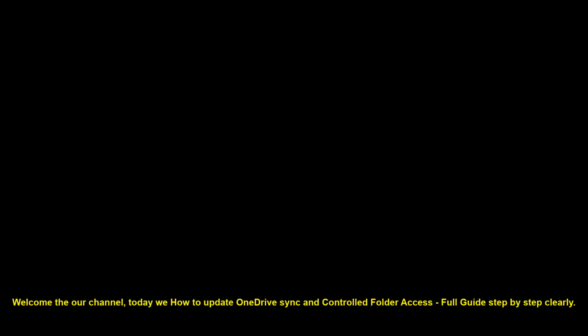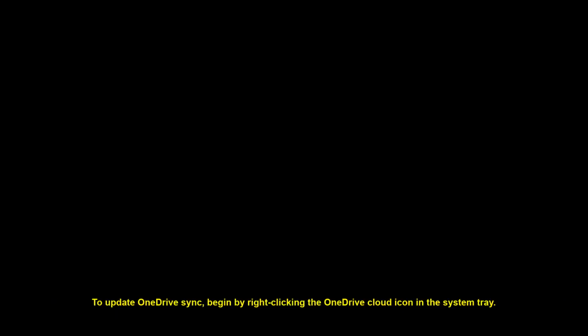Welcome to our channel. Today we will learn how to update OneDrive sync and controlled folder access, full guide step by step clearly. To update OneDrive sync, begin by right-clicking the OneDrive cloud icon in the system tray.